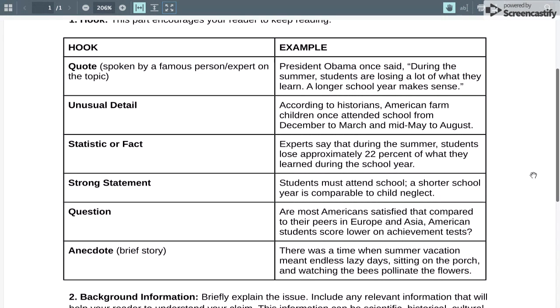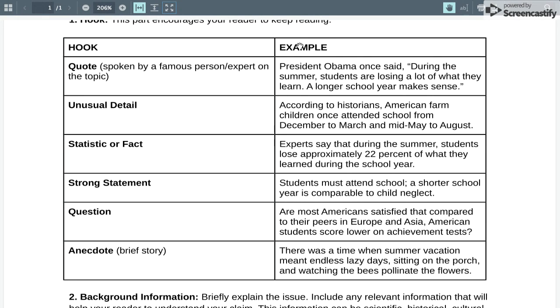So there are several different options. You have quote, unusual detail, statistic or fact, strong statement, question, or anecdote. But the three I'm most likely to see are quote, statistic or fact, or rhetorical question. Now, a quote, you want it to be by someone famous, an expert, someone reputable. Just like we talked about in the rhetorical devices unit, this is an example of ethos.